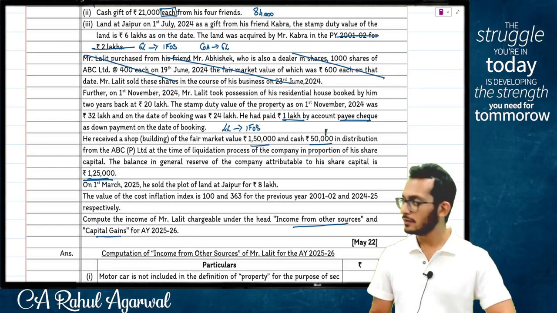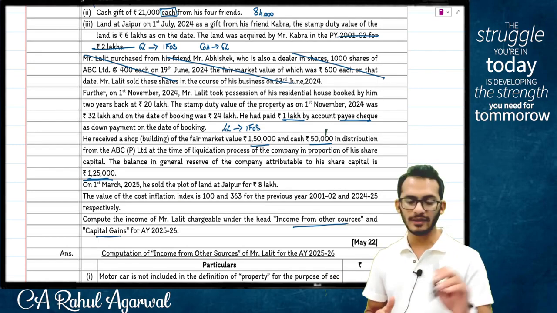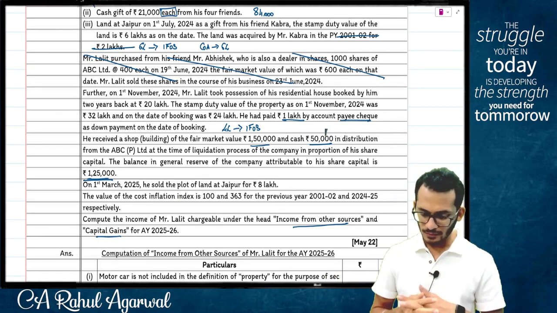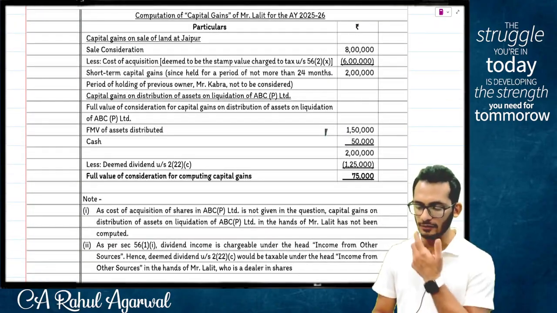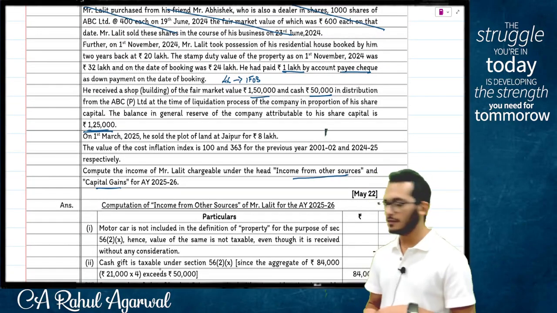Why? Sorry? Man, this is a different thing. You are getting liquidation proceeds. Why would you be in dealer in shares for liquidation proceeds? You are not receiving anything? No. Nothing is mentioned, which means the assumption is the full 75,000 is capital gains. There is no cost of acquisition.